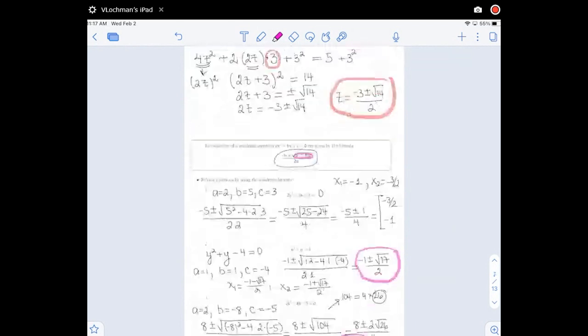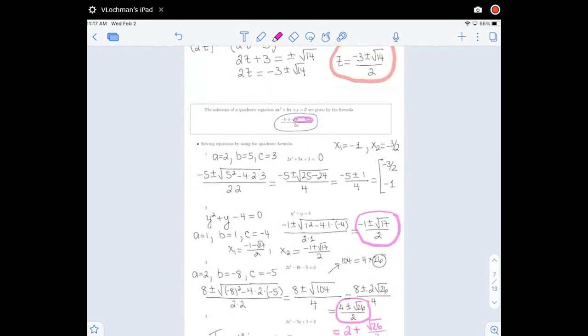Okay. Then quadratic formula, that's the universal method. You can just apply it to any equation. It's probably the simplest, the most effective way to solve equations. All right. So that's our quadratic equations.